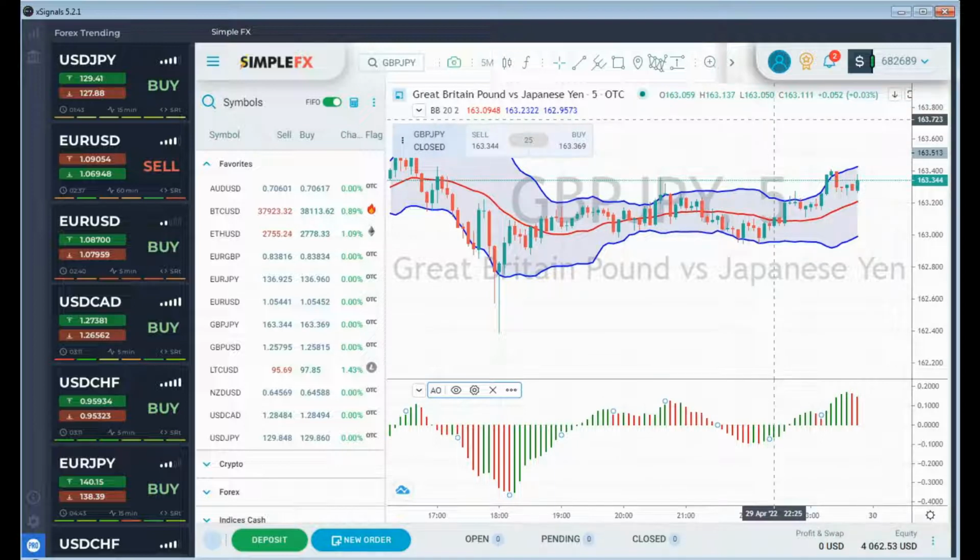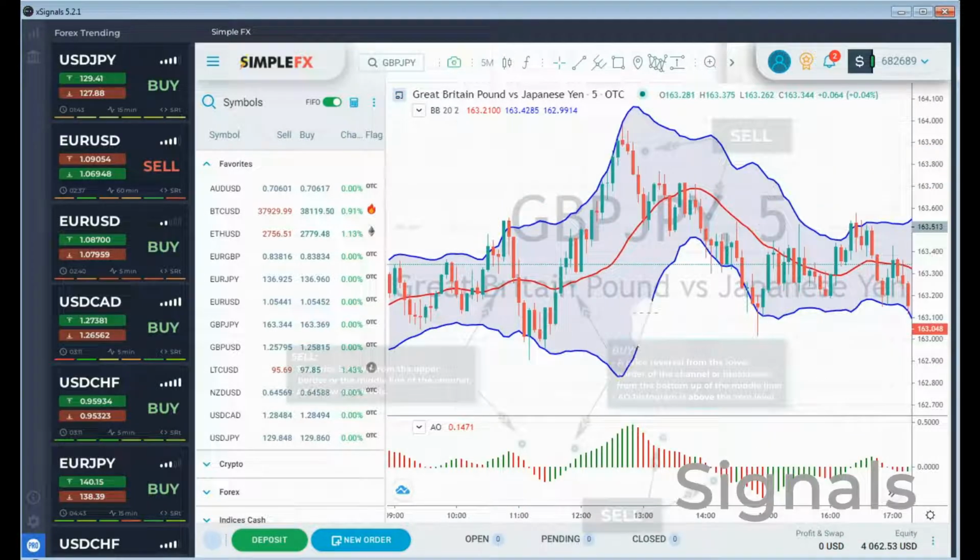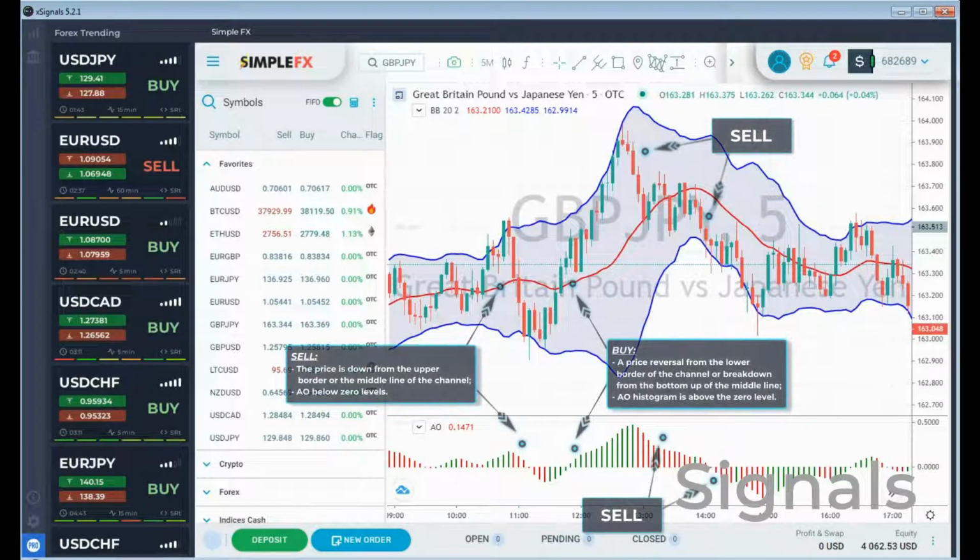After installing the tools, the terminal's working window looks like this. The price is above the lower border or the middle Bollinger line. The green awesome histogram is above the zero level. This will be a signal to open a buy auto order.